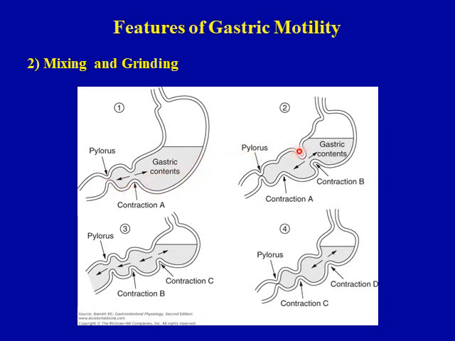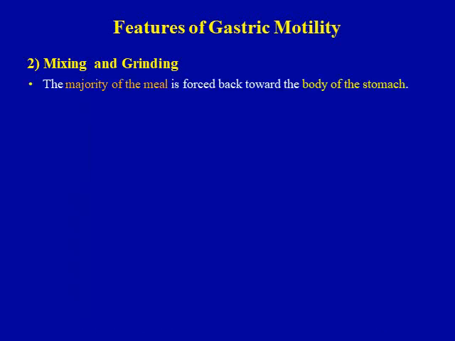And after a while, another phasic contraction will start at the same site and sweep down, and then another one, and so on. With each contraction, a small amount of chyme will be emptied into the duodenum, and the rest will be returned back to the body of the stomach by retropulsion. The majority of the meal is forced back towards the body of the stomach.